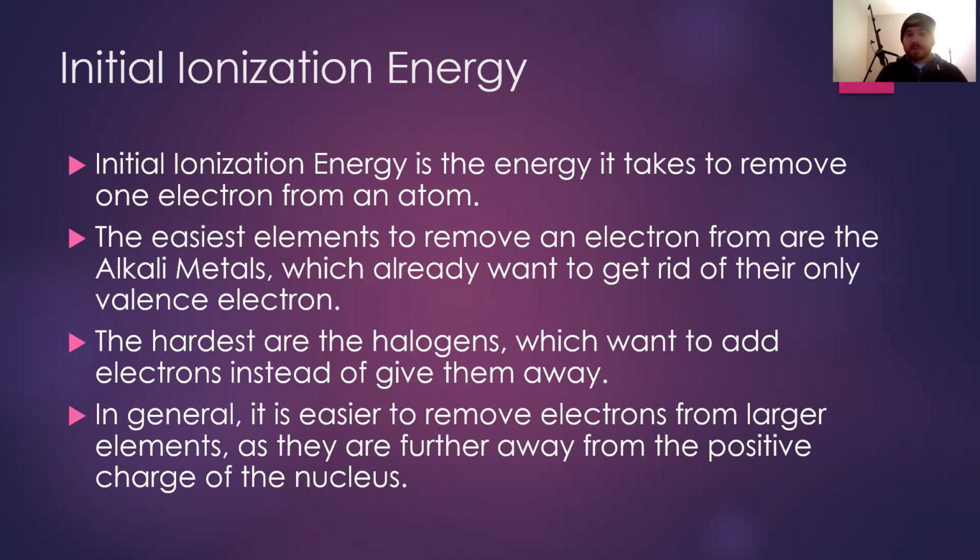The halogens, on the other hand, they really want to gain electrons, so it's really hard to get them to give one up. If you're one away from getting everything that you want, and somebody tries to take one of the ones you have, well, you're not going to like that. You're going to try to hold on to it as much as you can, and it's the same thing with the halogens. So in general, it's also easier to remove electrons from larger elements.